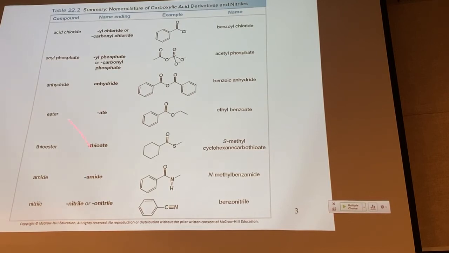On Friday, we skipped over the thioester. It's very, very similar to the ester, just with two differences. You have the phrase thio in front of the ate. Thio refers to sulfur. And then you have to put an S in front of the alkyl group to indicate that it's attached to a sulfur. Okay? Are there any questions about the nomenclature of our carboxylic acid derivatives? Good.